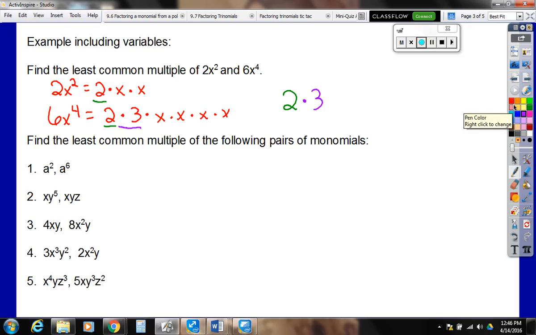And x appears twice here and 4 times here. We're going to use the 4 because that's the most times. So times x times x times x times x. What does this work out to be when we multiply it through? Anthony?